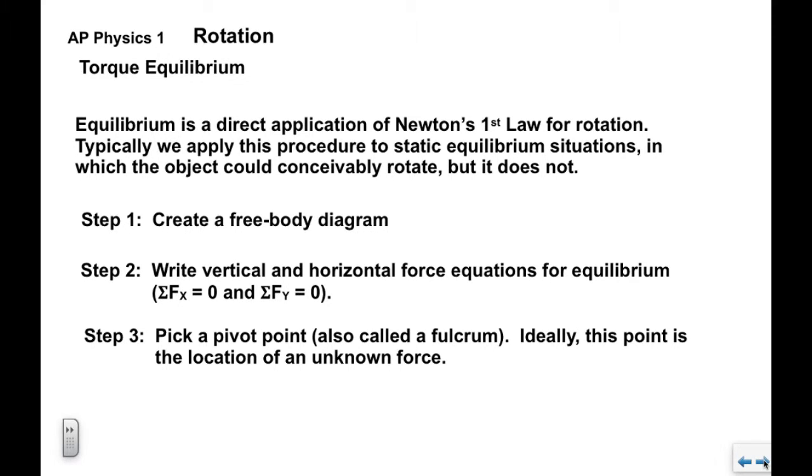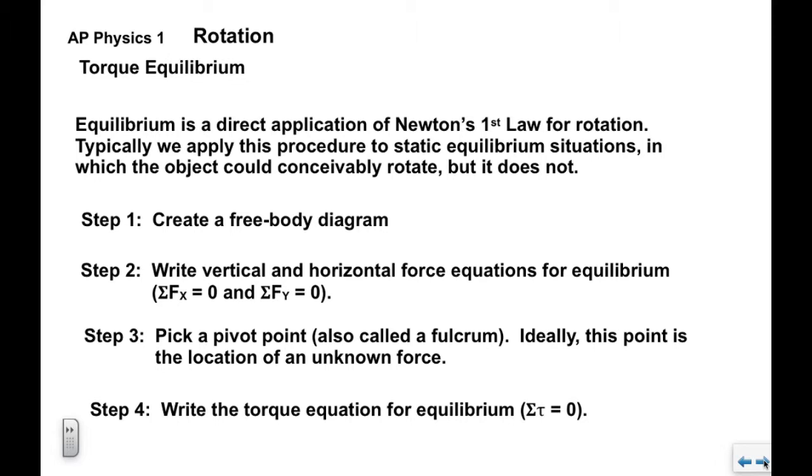Step 3, we pick a pivot point, also called a fulcrum. Typically, this point is going to be the location of one of the forces that we don't know. We'll see why when we write the torque equations. Initially, this pivot point will be established for you, but ultimately you may end up having to pick it for yourself. And step 4, write the torque equation for equilibrium, sigma tau equals 0.